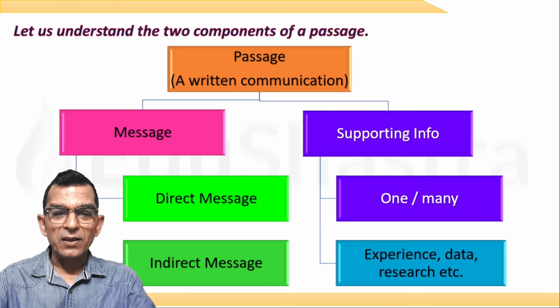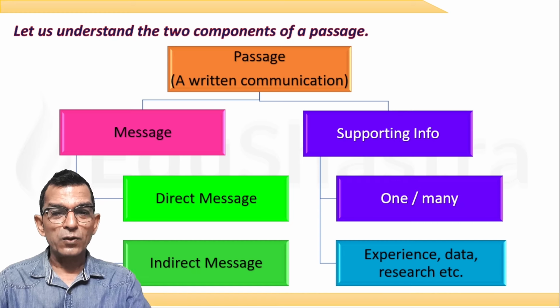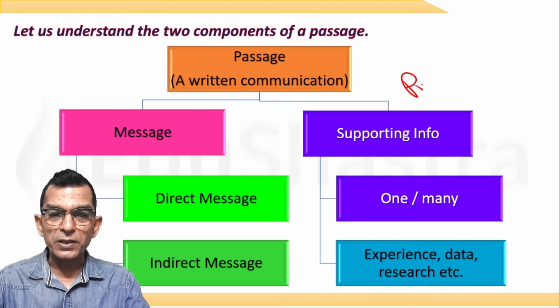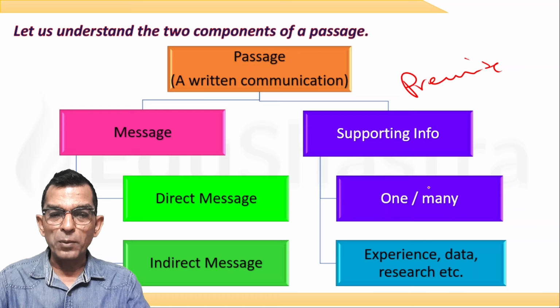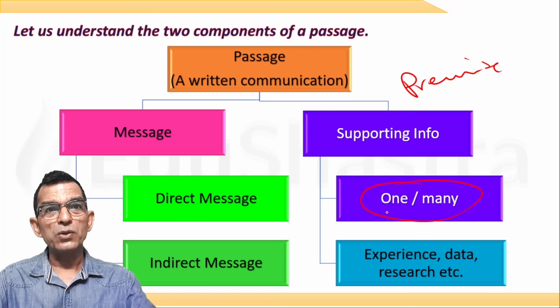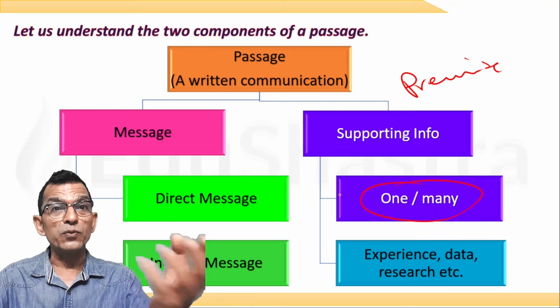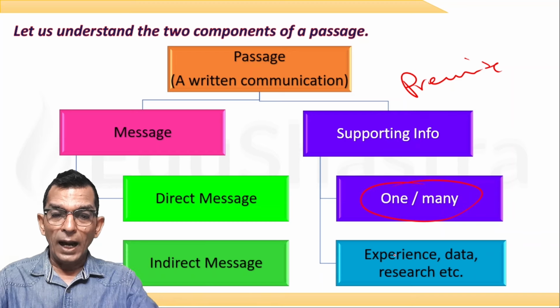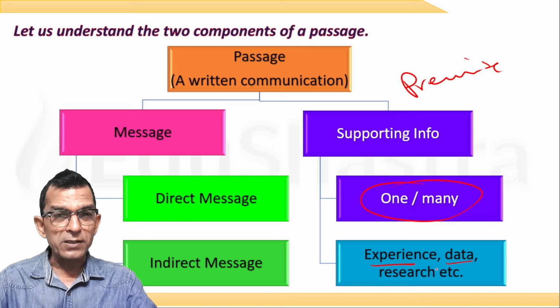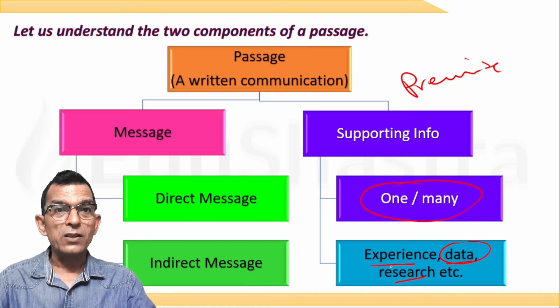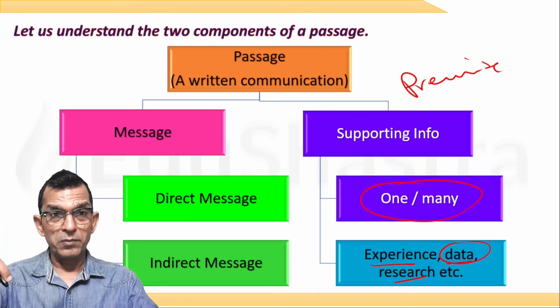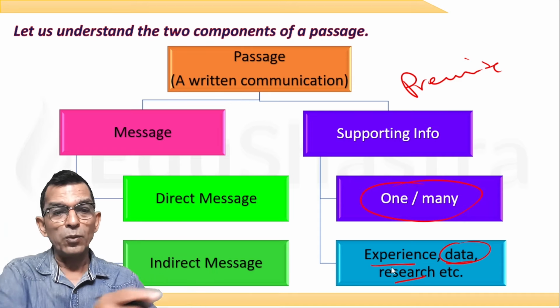And then, sir, comes another question. You say, sir, the supporting information, the premise, can be one or many. Yes, if I want to convince you, there could be only one reason with which I could convince you, I think. Or I might think of many other reasons with which I might convince you. And what all forms could it take? It could take the form of experiences, data, pieces of data and research work, etc. All this could give me support to drive home my point.